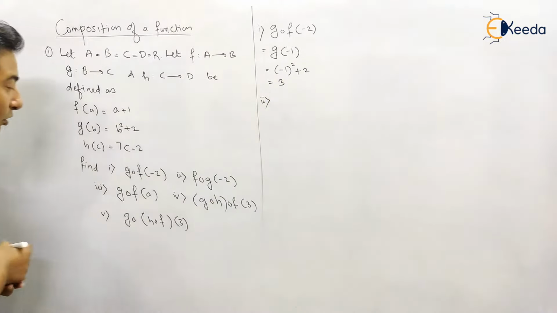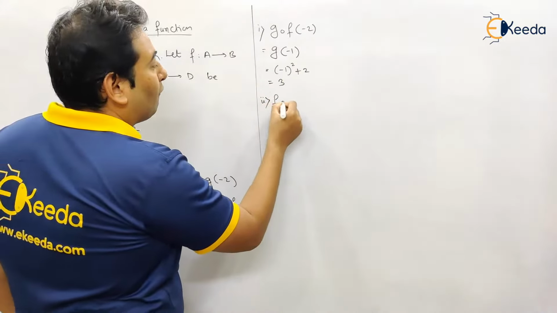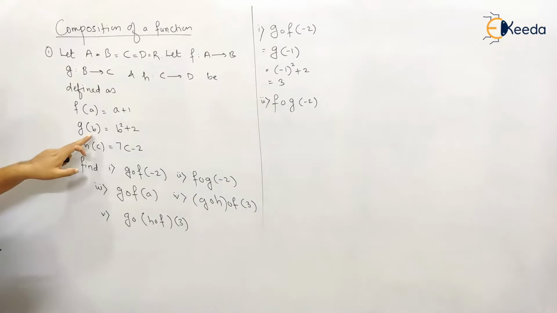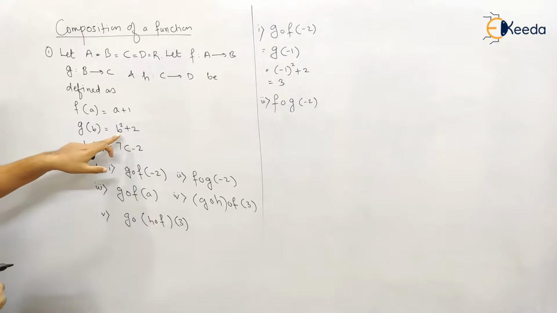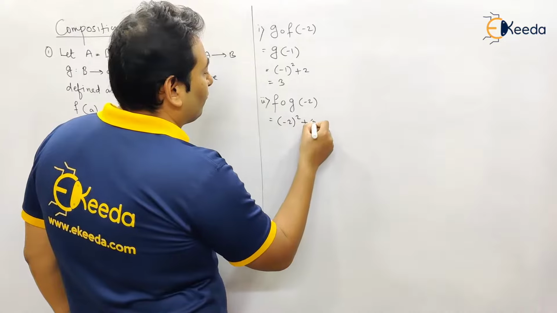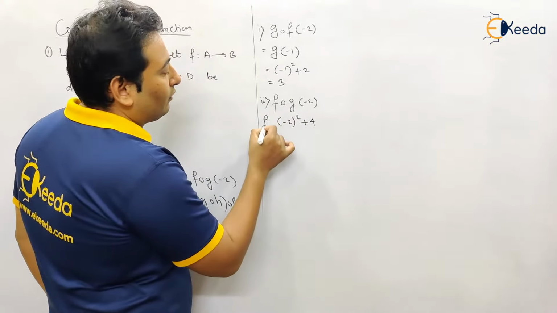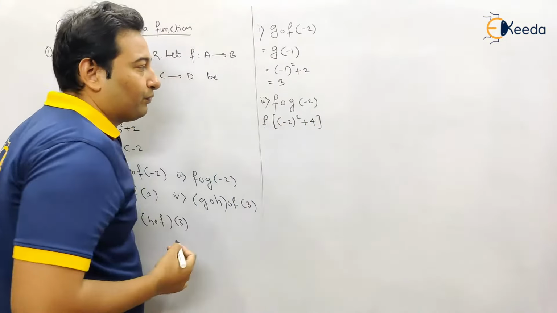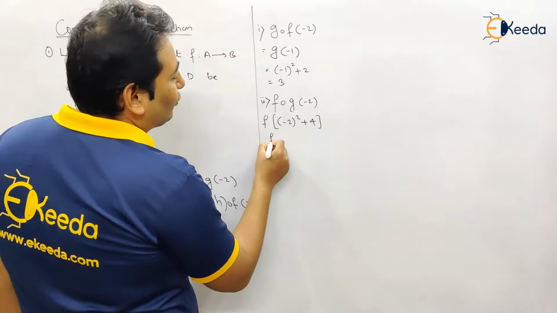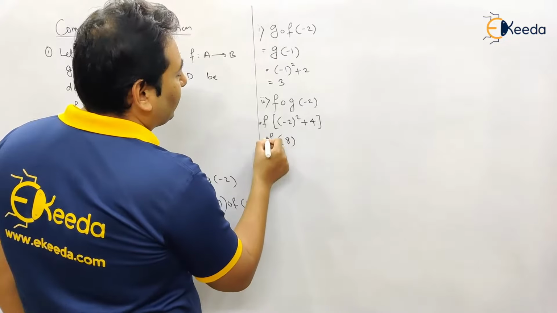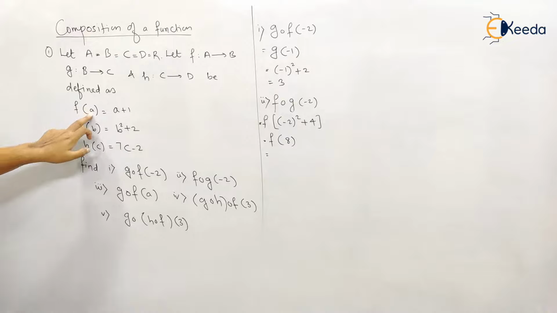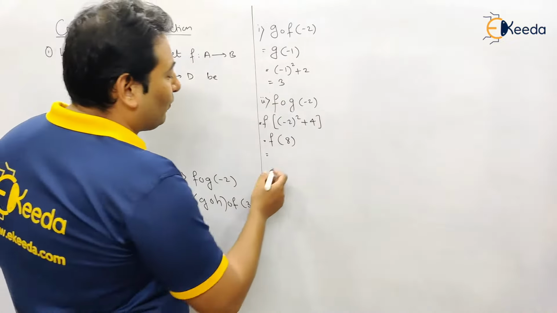Let us start with the next problem. F of G of minus 2. First of all, G of minus 2 we are going to find. In place of B, minus 2. So that is (minus 2) square plus 4. G of minus 2 is 4 plus 4, which is 8. So we need to find F of 8. In place of A we have 8. So 8 plus 1 will be 9.